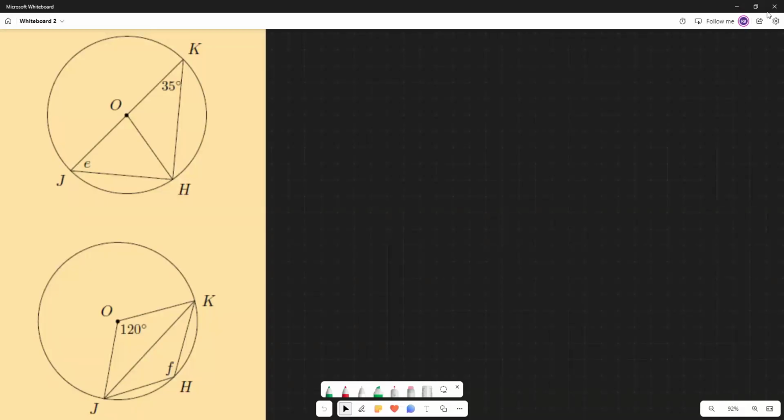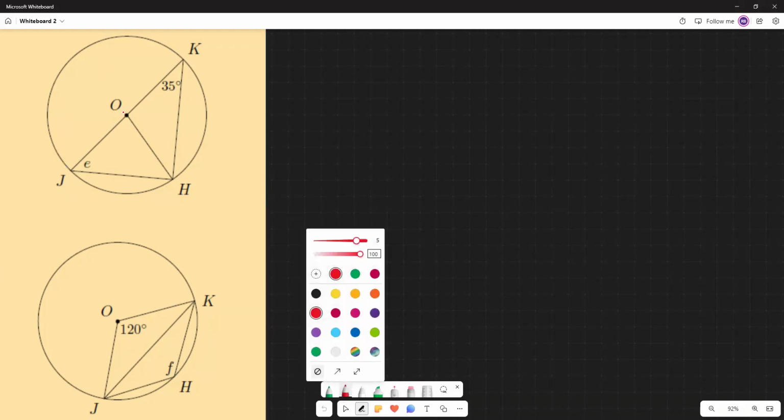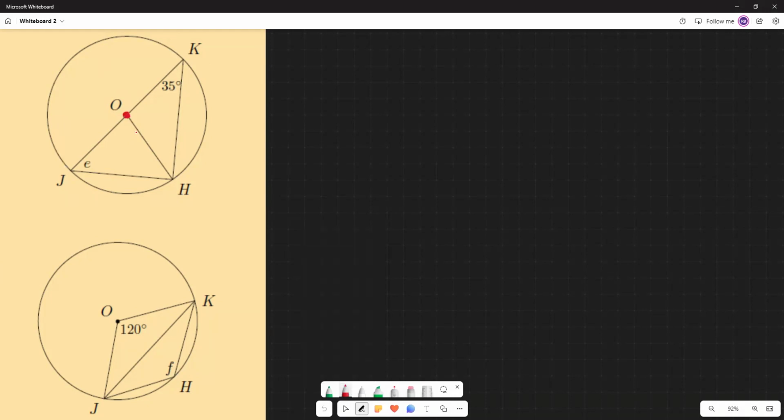In this video, we are asked to find letter E, which is there, and letter F, which is there. So we're firstly going to start by finding E. Ladies and gents, I'm sure we can all see that O is our center. So O is the center. All right. And then we are going to use what we have and try to see.